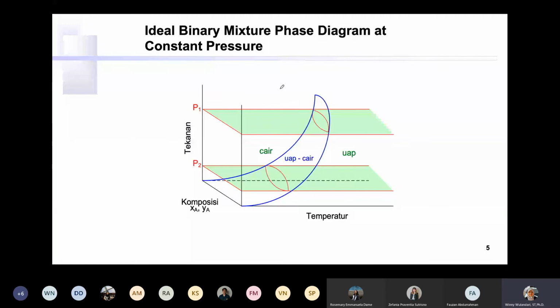Okay, that is for pressure. Similarly, at constant pressure it would look like this. So this is an ideal binary mixture phase diagram at a constant pressure.